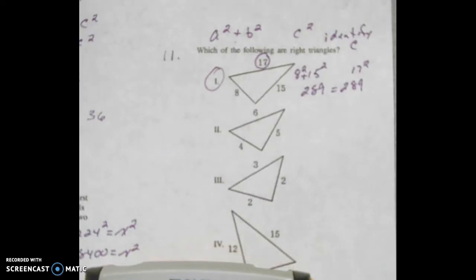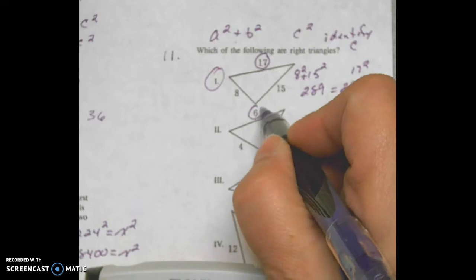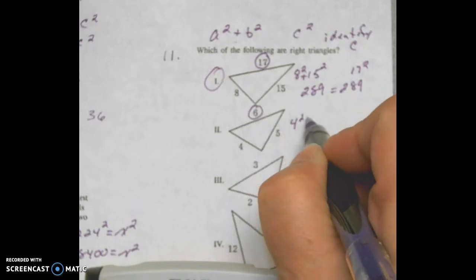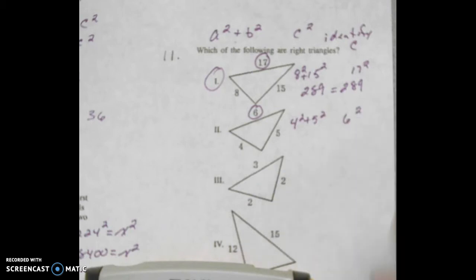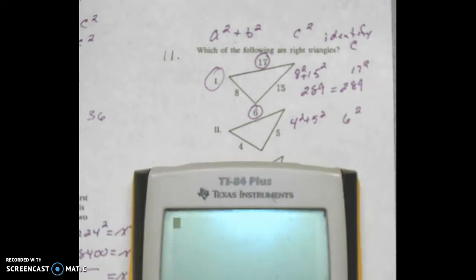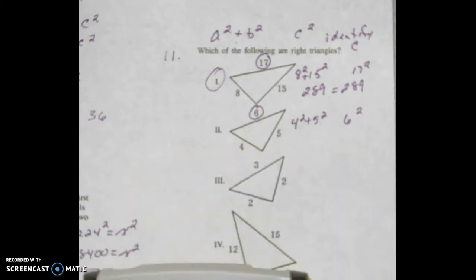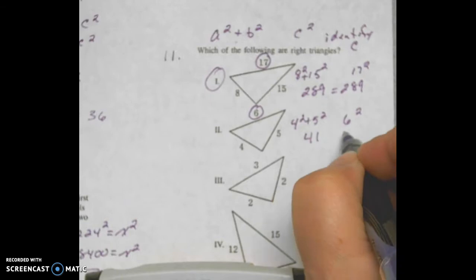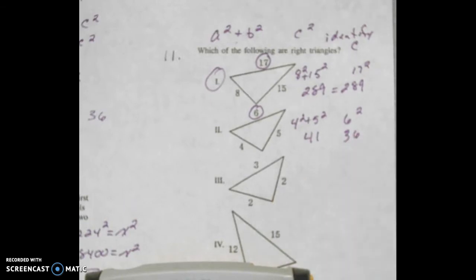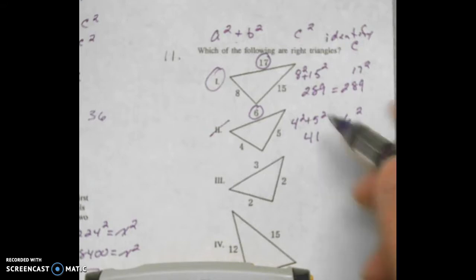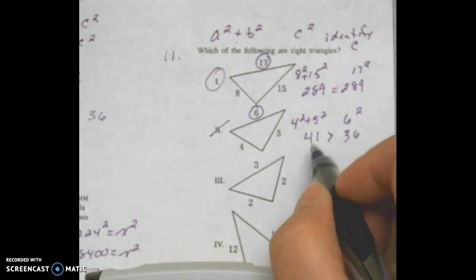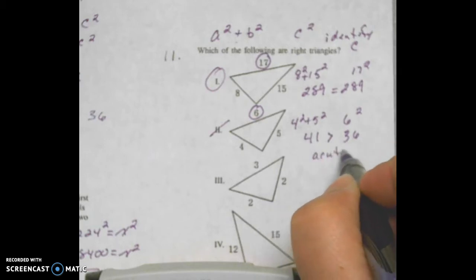If I look at answer choice number 2, I've got 4, 5, and 6. 6 is my biggest side. I'm going to compare the 4 squared plus the 5 squared to the 6 squared by itself. If I look at 4 squared plus 5 squared, I end up with 41. 6 squared by itself is 36. They're not equal to each other, so answer choice 2 is not a right triangle. Remember, if my a squared plus b squared is bigger than the c squared by itself, which 41 is bigger than 36, that makes it an acute triangle.